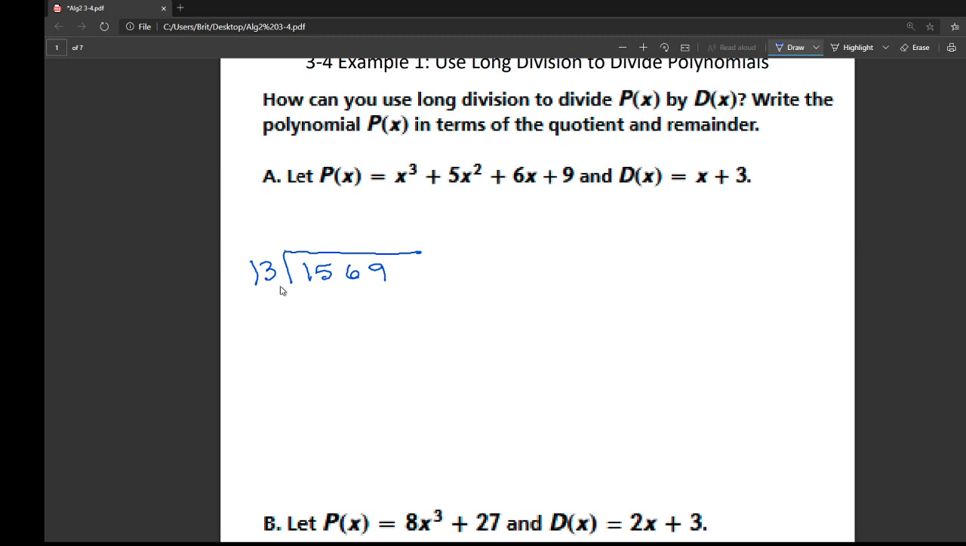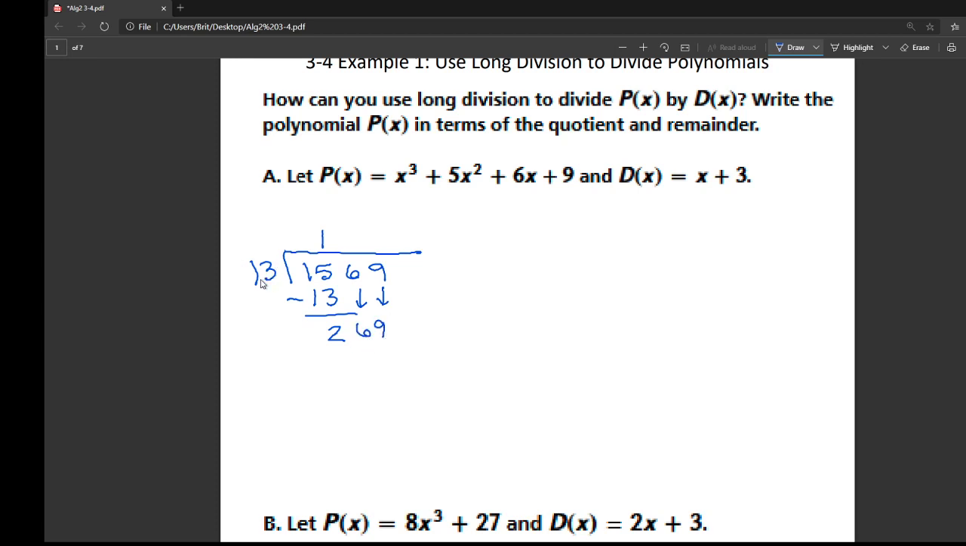So remember, when I did long division as a kid, we would say, well, can 13 go into 1? It cannot. Can 13 go into 15? Sure, one time. And I'd multiply 1 times 13 and write it down here. And then I would subtract it, and 15 minus 13 is 2. And then I would bring down my other terms.